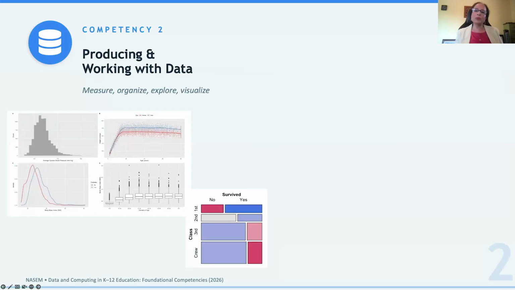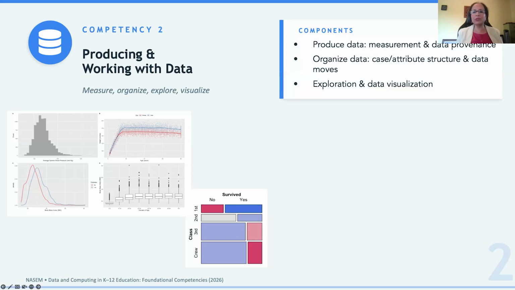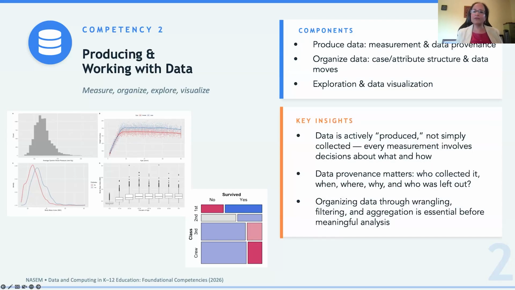Competency 2 is about producing and working with data. In a world increasingly full of data and dependent on computing, students must understand what it means to measure, how data can be produced, and how it can be organized and visualized. And the report makes a crucial distinction about data being produced rather than just collected. All our actions, for example, in the digital world are producing data that someone is capturing and using. And every measurement involves consequential decisions.